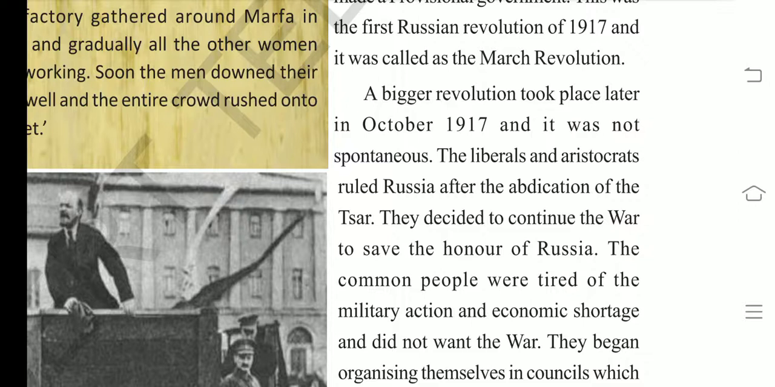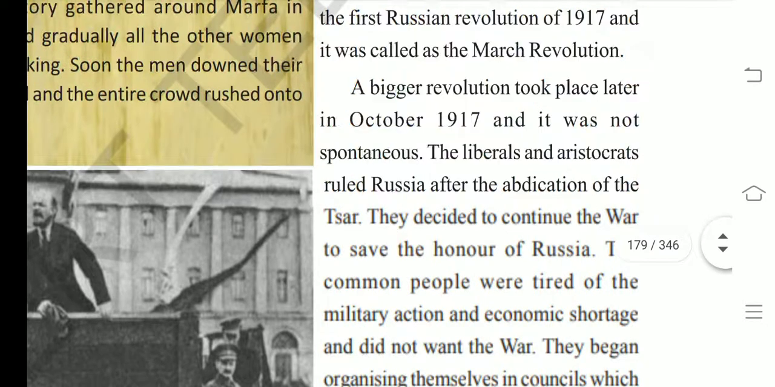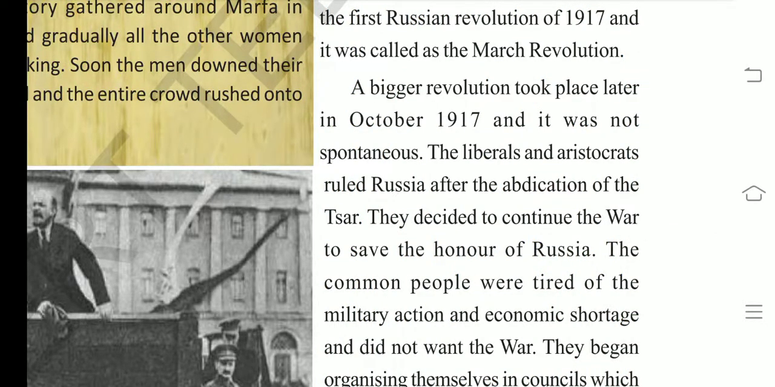Okay, when the army is not supporting the king or the emperor, how can he lead the nation, how can he lead the empire, right? So here, after the abdication of Nicholas II, the temporary government was formed by the liberals and aristocrats. Aristocrats in the sense nobles who were rich people in the society.